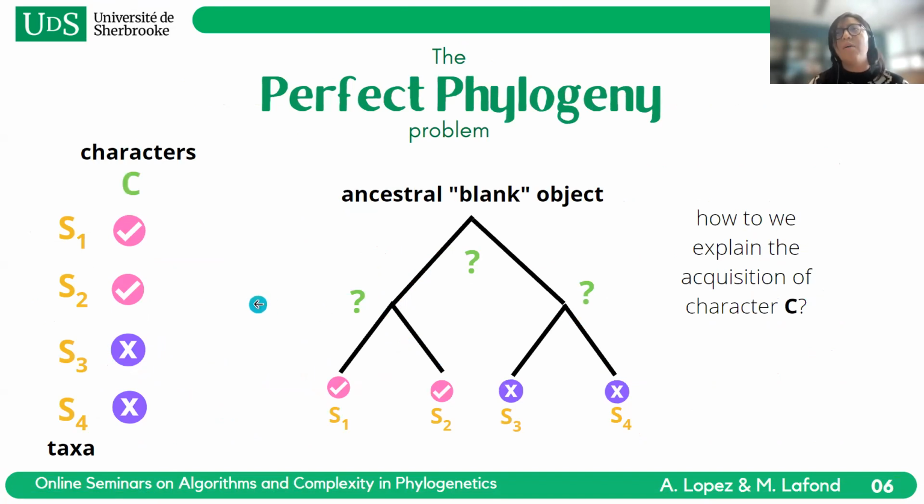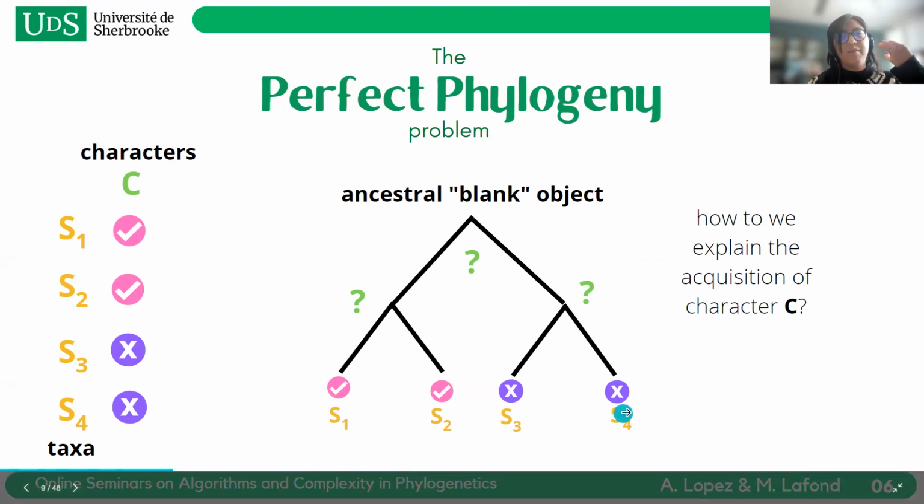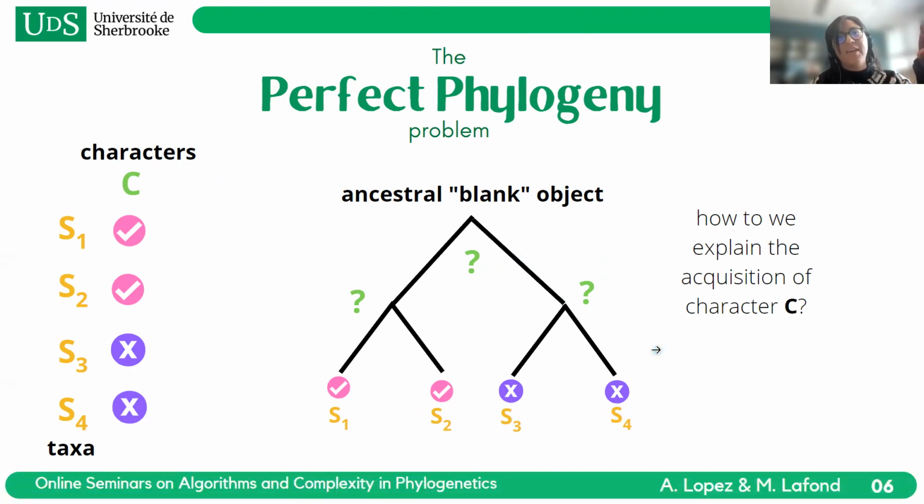So a well-known problem in phylogenetics that is related to these character state matrices is the perfect phylogeny problem. We receive a set of characters and a set of species, which are subsets of these characters, and we want to explain the evolution of this set of taxa. We start with a gene tree labeled by the taxa in the leaves, and we want to explain the acquisition of a specific character. So we suppose that we have an ancestral blank object, and our objective is to explain how the changes evolve throughout the phylogeny.